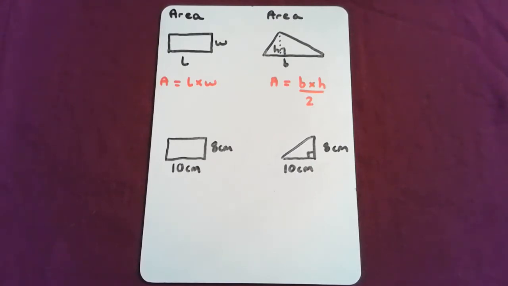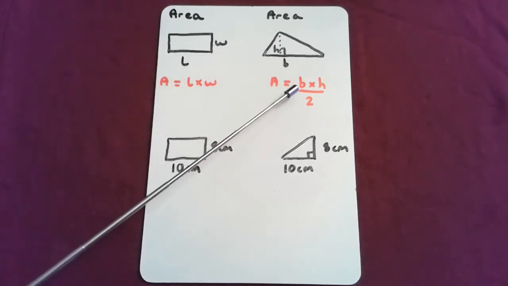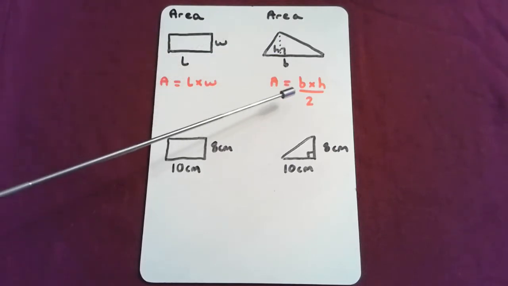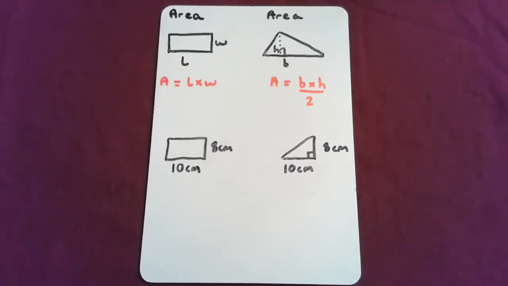If we look at the board in front of us, we can see quite clearly our two formulae. The area of a rectangle is the length times the width, and the area of a triangle is the base times the perpendicular height, the height which is at 90 degrees, divided by 2. These are in my previous videos, which we'll put at the bottom in the link below.